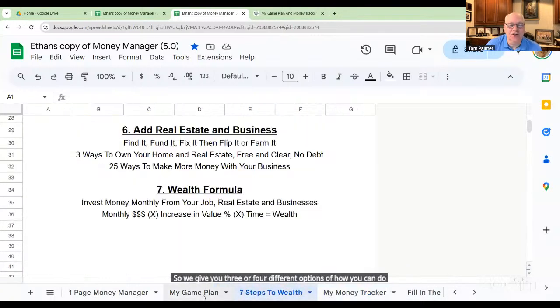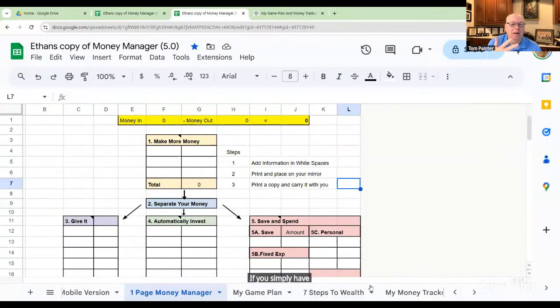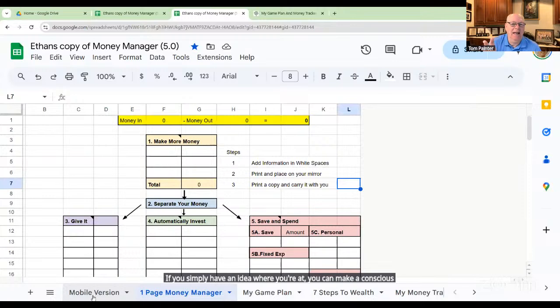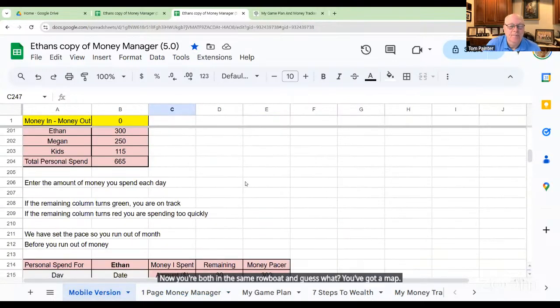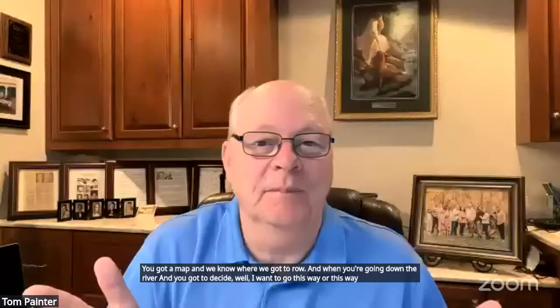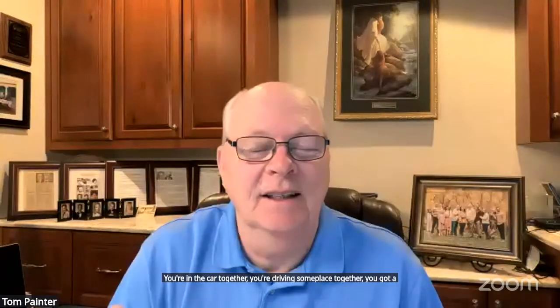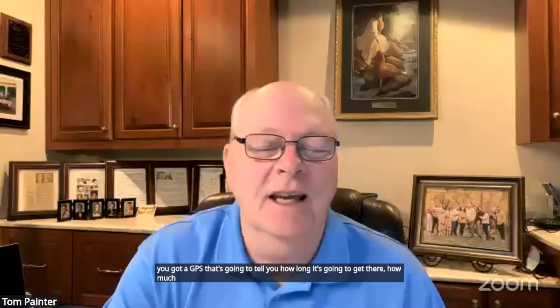The key is just doing it. If you simply have an idea where you're at, you can make a conscious decision. You've got a plan. Now you're both in the same rowboat, and guess what? You've got a map. You got a map, and we know where we got to row. And when you're going down the river and you got to decide, well, I want to go this way or this way, well, you got a map. You're in the car together, you're driving someplace together, you got a map, you got a GPS. That's going to tell you how long it's going to get there, how much you're going to have, everything else. That's why it is so important to be able to do that.